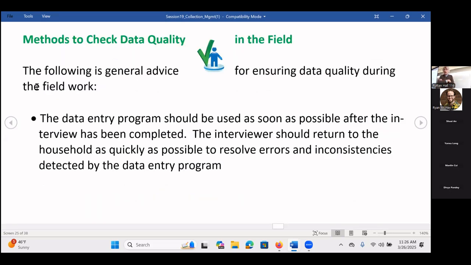Okay. Checking data quality. Yeah, and if you're in the field, there are several things you can do. Hopefully the data entry program will do it, but often it doesn't. If you're doing the paper questionnaires and going to take them back to some laptop computer somewhere, you need to do that quickly so that you can go back to the households or whatever it is to fix the problems before you move on to another area where you're collecting the data. Okay.